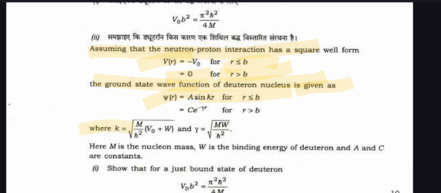where k = √(M(V0 - W)/ħ²) and γ = √(MW/ħ²). Here M is the nuclear mass, W is the binding energy of the deuteron, and A and C are constants. So that for a just bound state of the deuteron, V0 b² = π²ħ²/4M. Explain why the deuteron is a loosely bound extended structure.